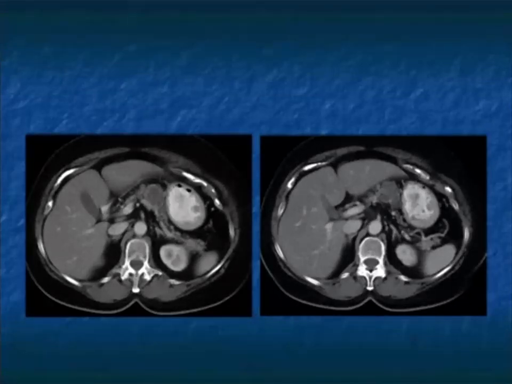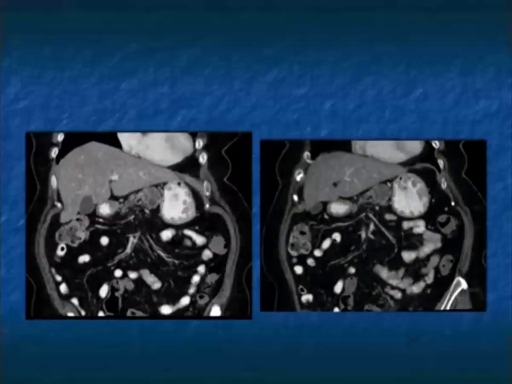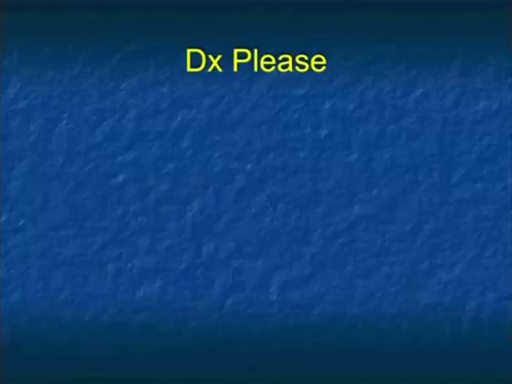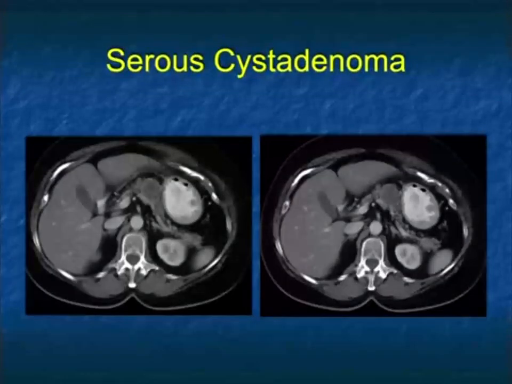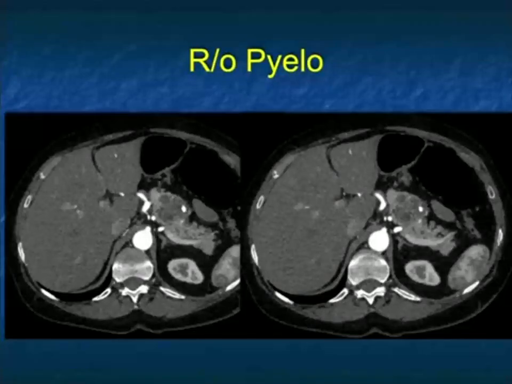It doesn't have the look of a routine IPMN. I guess a SPEN, a solid pseudopapillary epithelial neoplasm, would be a possibility. You can see the rest of the gland is also somewhat atrophic. So it's this cystic lesion. The consensus was MCN. This was a serous cystadenoma, making the point there are many different appearances for serous cystadenoma, and you cannot always tell between an MCN and a serous cystadenoma.